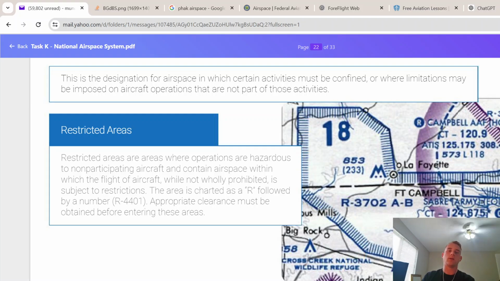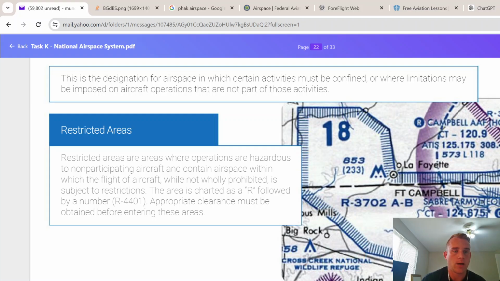Okay, here's the question. Can you enter restricted airspace? Yes, if you get approval from the controlling agency. Where do you find who the controlling agency is? Sometimes ATC will get it for you. Sometimes they'll give you clearance to enter that airspace, or you have to call someone on a certain number or a certain frequency, and you have to get approval to enter that airspace.